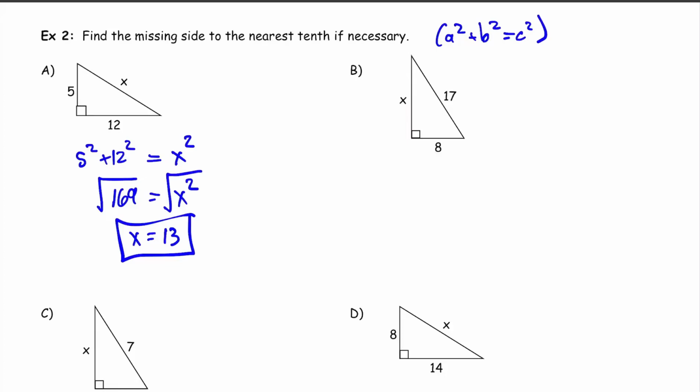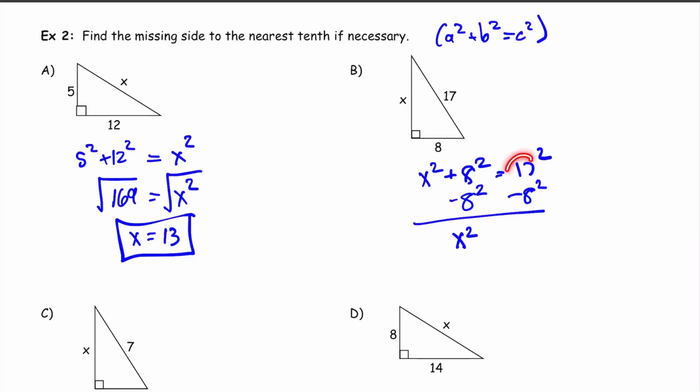Okay, part B. This one's a little bit different. What I always like to do is identify the hypotenuse, because I know this has got to go by itself on that side of the Pythagorean theorem. So I'm going to start this one with leg squared plus leg squared. That's x squared plus 8 squared equals 17 squared. And the most efficient way to do this is to subtract 8 squared.